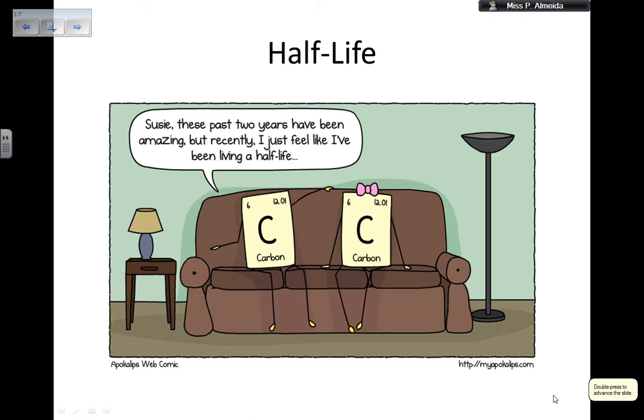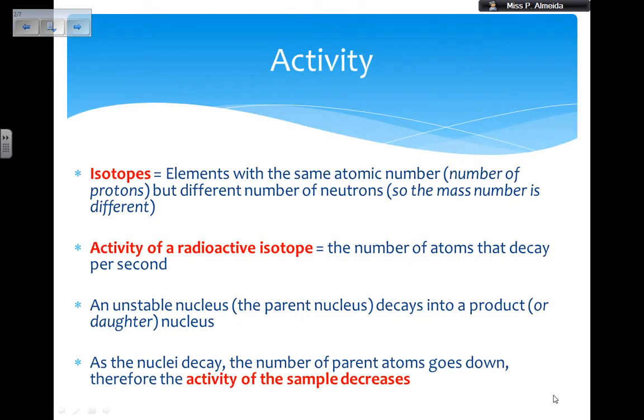Hey everyone, so today I will be telling you about the activity of an isotope and half-life. So in case you do not remember, isotopes are elements with the same number of protons, so the same atomic number, but different number of neutrons, meaning that the mass number, the number on the top, is different. Now, when I talk about the activity of a radioactive isotope, I'm talking about the number of atoms or nuclei that decay per second.